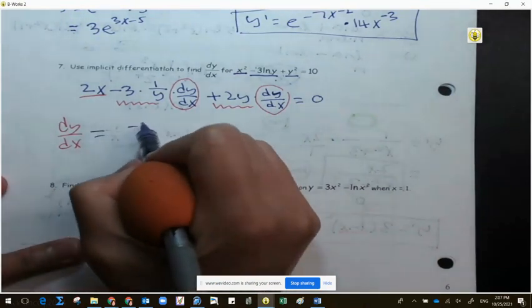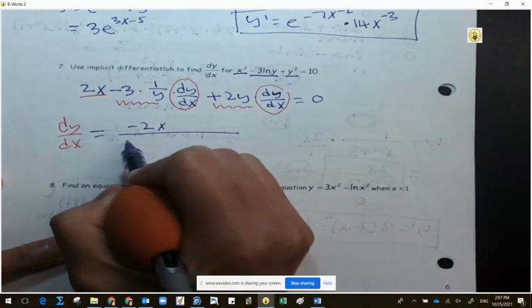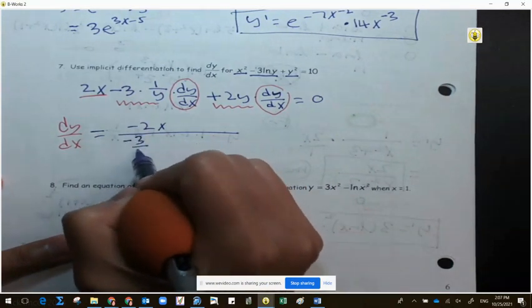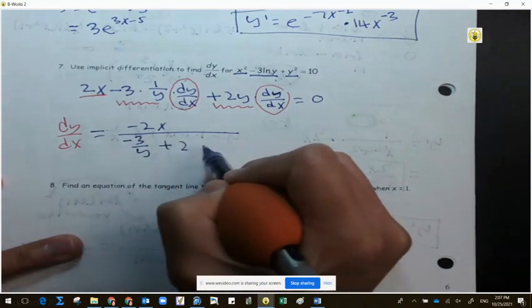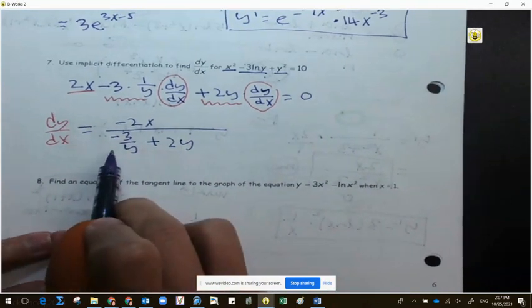So let's go ahead and write out minus 2x. When I'm dividing by this guy, really in the end it's negative 3 over y plus 2y. And let's see what it was asking us to find. That's that. Oh, so this is good if it wasn't a multiple choice.